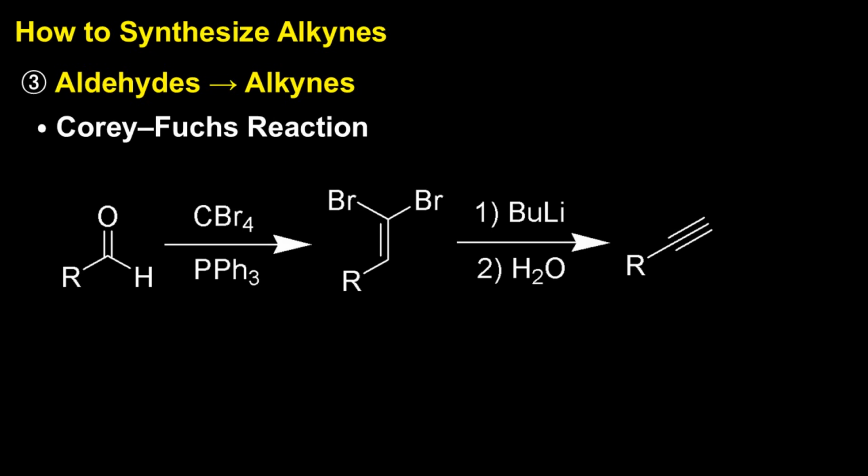And here's a cool one. You can actually make alkynes starting from aldehydes using something called the Corey-Fuchs reaction. Here's how it works. First, you react the aldehyde with CBr4 and triphenylphosphine, or PPh3. That gives you a dibromoalkene intermediate. Then, you treat that with butyllithium, or BuLi, which is a really strong base. That triggers a double elimination, and you end up with a terminal alkyne.